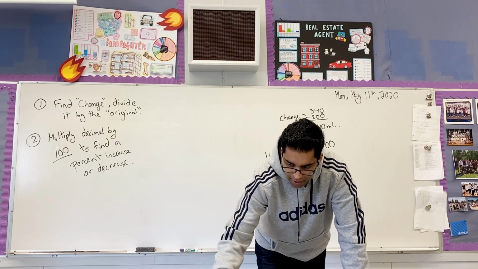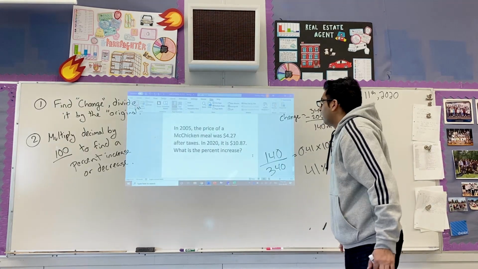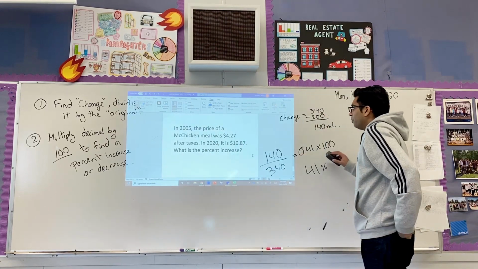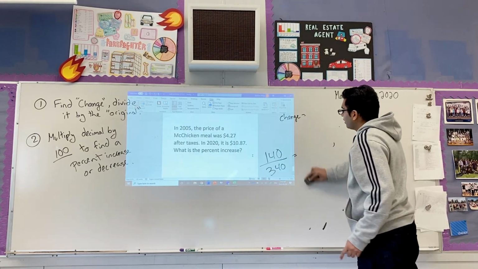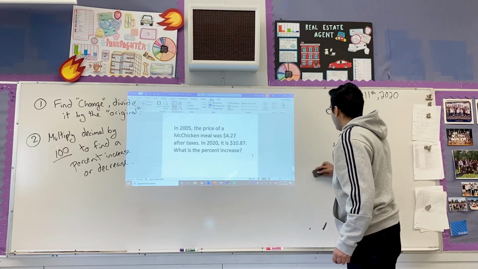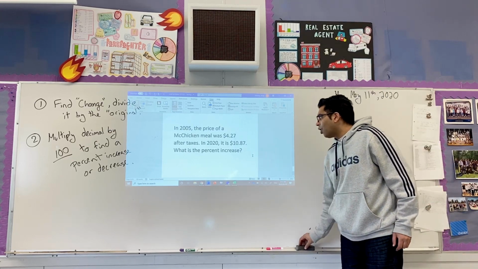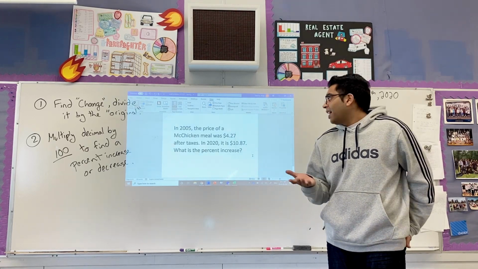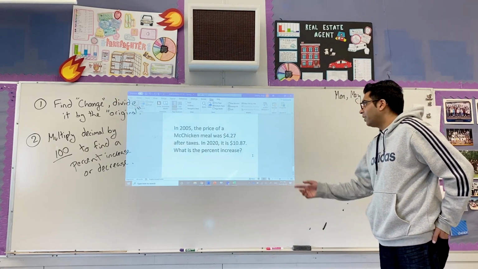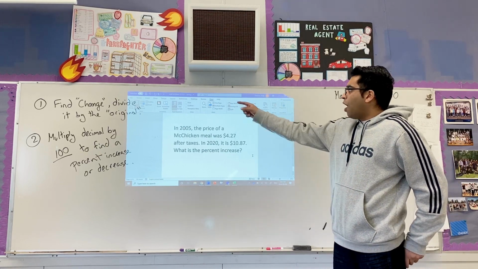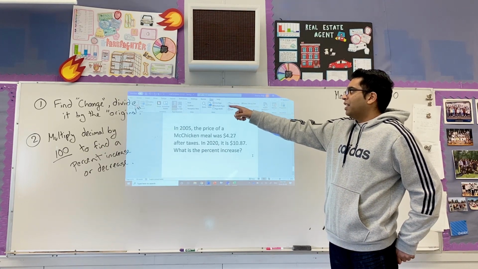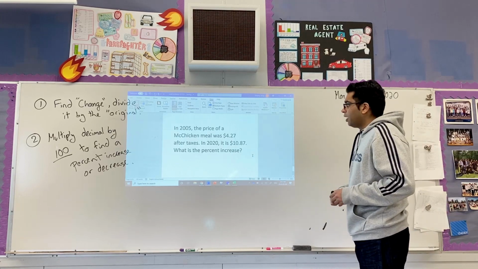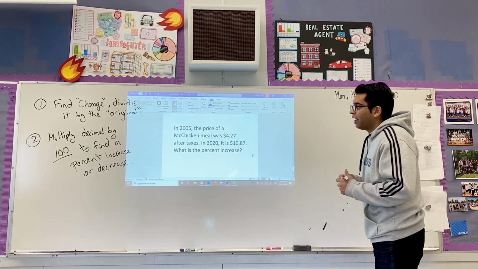Okay, last one for today. In 2005, a long time ago, the price of a McChicken meal was $4.27. Now here in 2020, it's $10.87 after taxes. How much percent has this meal gone up in the last 15 years? Step one, find the change and then divide it by the original. So what's the change from now compared to back then?